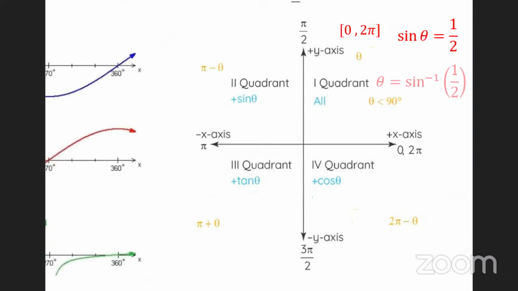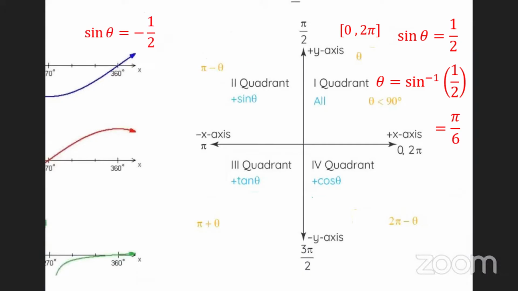Right, so theta is equal to sine inverse a half. That will give you the value in the first quadrant, which is pi on 6. When again is sine positive, Shavish, which quadrant? Quadrant 2. How do you get the value in quadrant 2? Pi minus pi on 6. So you're going to get 5 pi on 6. Right, so those are the Form 5 things that you need to remember.